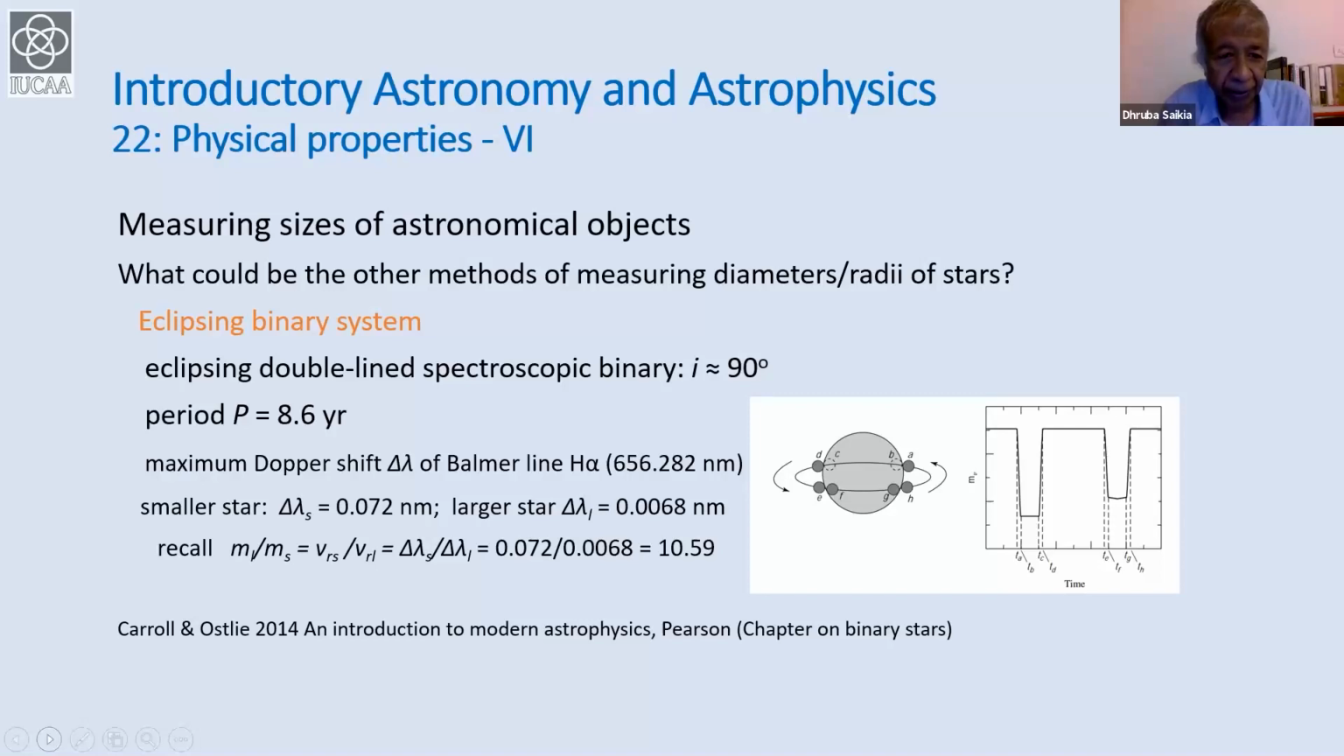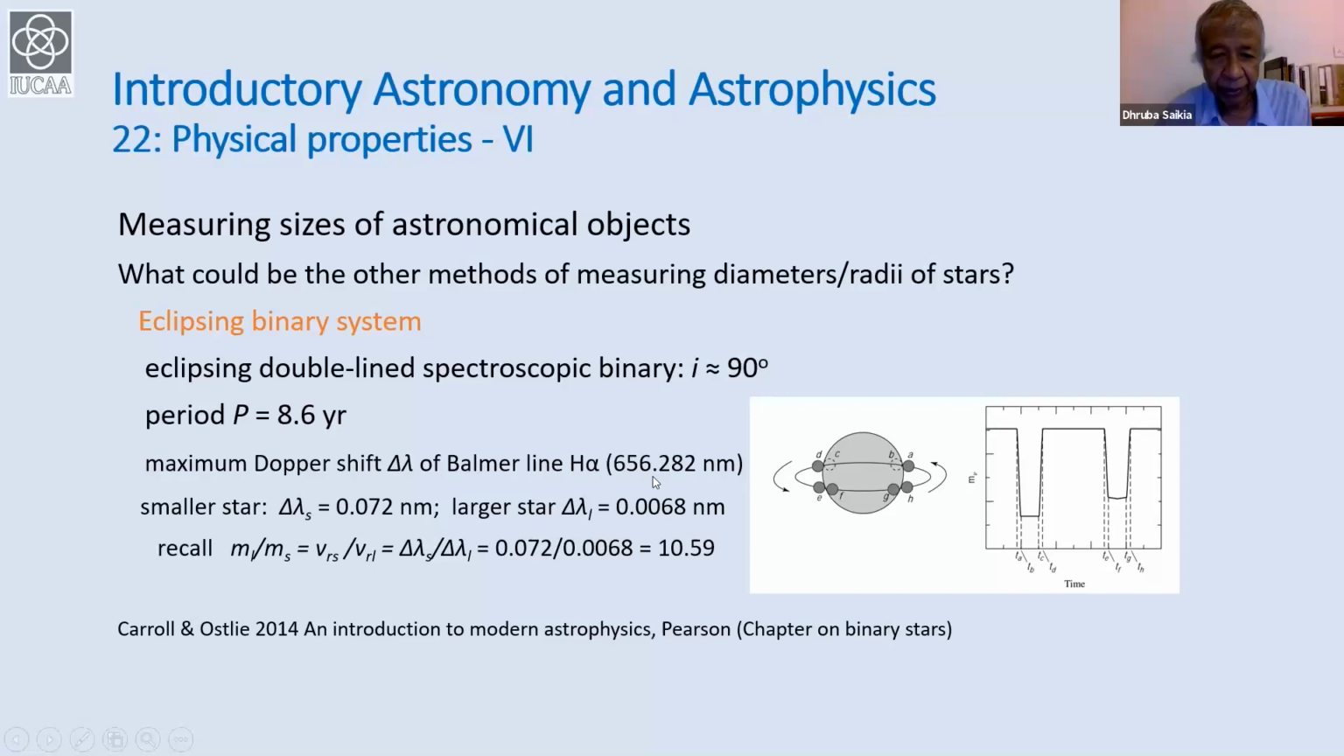So let's take this particular binary system as an example to illustrate how we go about it. This is a binary system with a period of 8.6 years. And the maximum Doppler shift delta lambda of the Balmer H alpha line, delta lambda S for the smaller star, is 0.02 nanometers. And for the larger star it is 0.0068 nanometers.